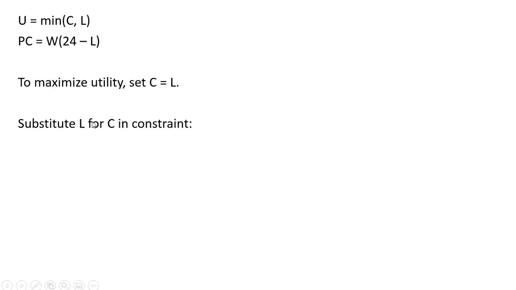So again, our utility function, our budget constraint. And now to maximize utility, given this functional form, it must be true that C will equal L. And what we're going to do now is substitute L for C in the budget constraint. So since C equals L, we're going to replace that C with L. Making that substitution and solving now for L.